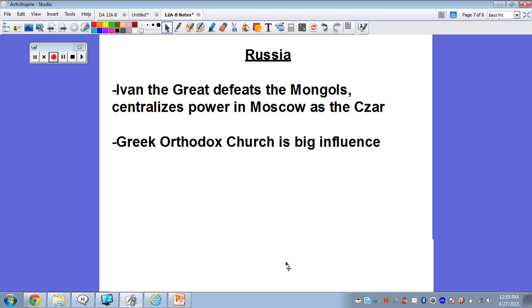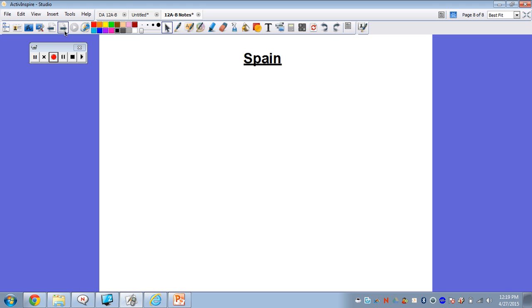In Russia, we are going to have a little bit later into the 1400s now, we're going to have Ivan the Great defeat the Mongols, finally expel them from Moscow, where Ivan is able to centralize power, and he establishes himself in the seat and the chair as the Tsar. And Tsar is essentially their version of king. The Greek Orthodox Church plays a major influence on the developments in Russia.